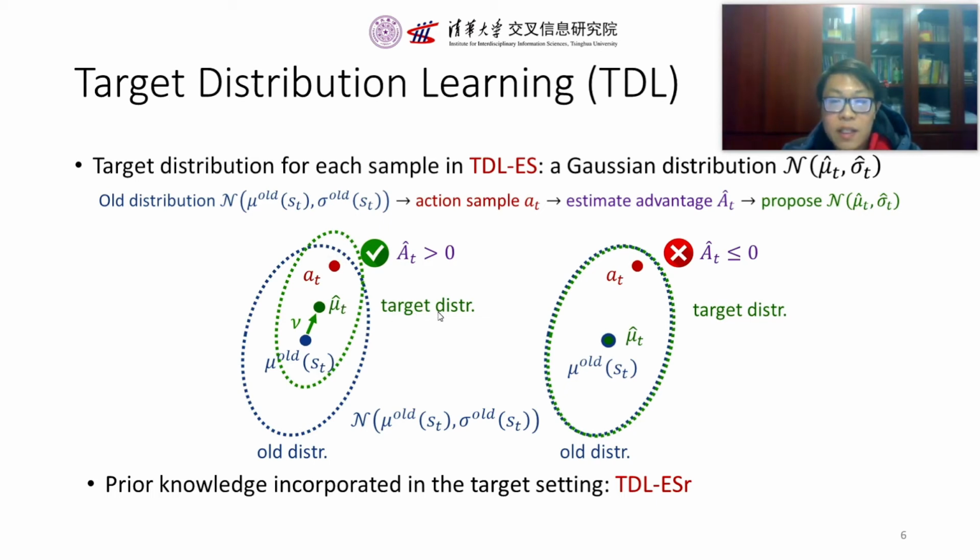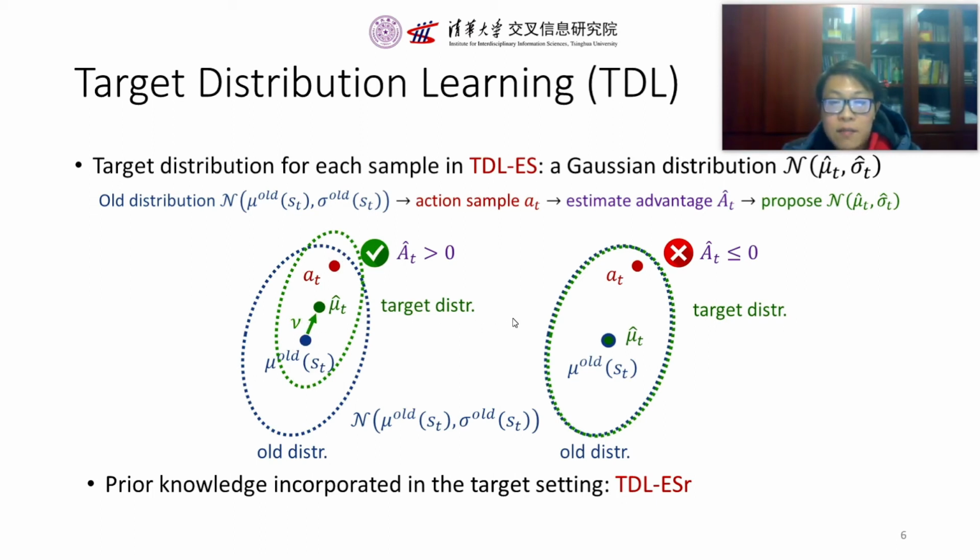When the advantage estimate on this sample is positive, this means that this action sample may indicate a good direction for exploration. Therefore, the next time we face a similar state, we hope the action distribution could be closer to the action AT that we sampled in this round. Therefore, we set the target distribution to be a step forward towards AT. Notice that we use a nu to control the step size.